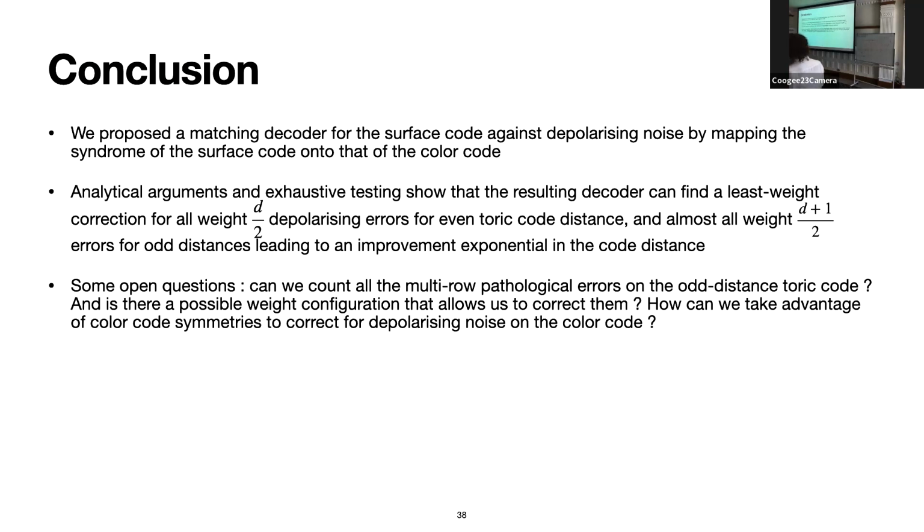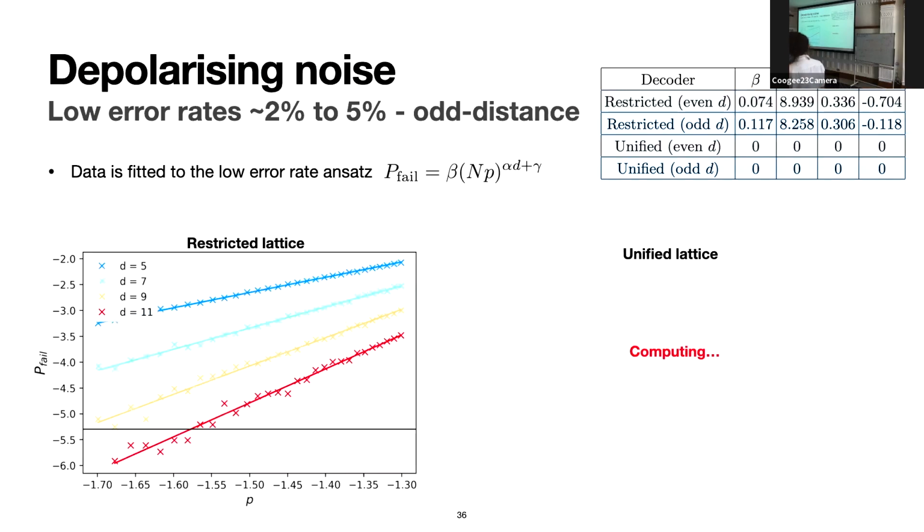Some open questions we have left now are basically, can we count, well, we need to count those errors. I think we mostly have, but the errors that are distributed on 3 rows. And then maybe see if we can find a way to correct them by playing with the matching graph. Another question was how to take advantage of these symmetries to correct for depolarizing noise on the color code, which was mentioned in one of the appendices of Ben and Kavia's paper, but is still not clear yet. I think that's it. Okay, I'll stop here.